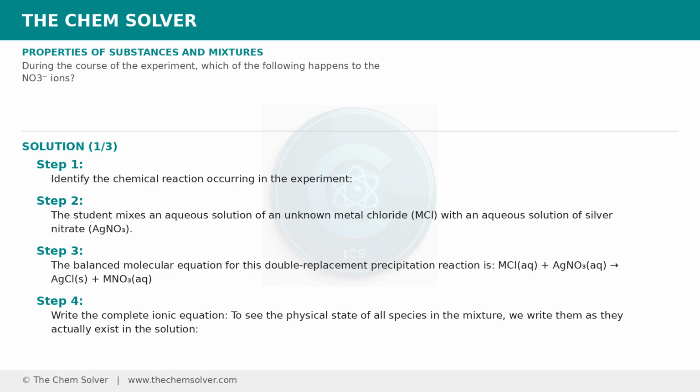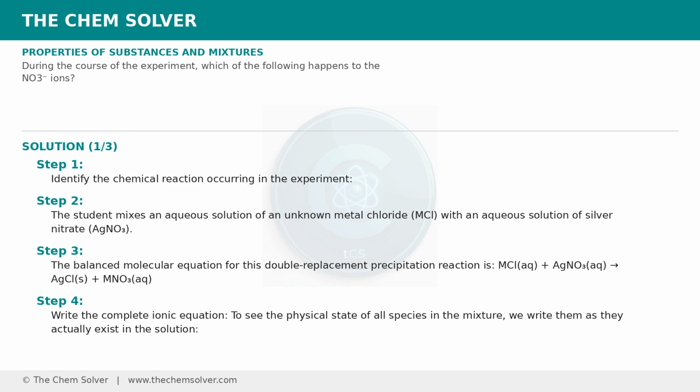Identify the chemical reaction occurring in the experiment. The student mixes an aqueous solution of an unknown metal chloride, MCl, with an aqueous solution of silver nitrate, AgNO3. The balanced molecular equation for this double replacement precipitation reaction is MCl plus AgNO3 gives AgCl plus MNO3.